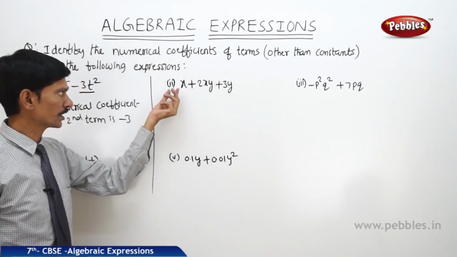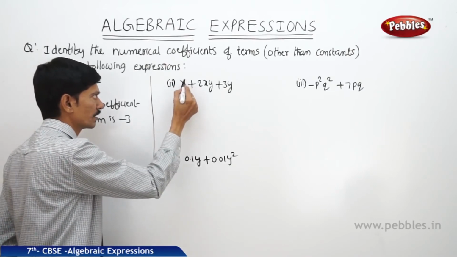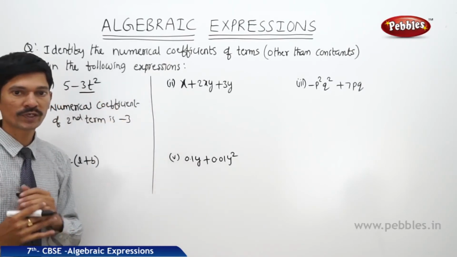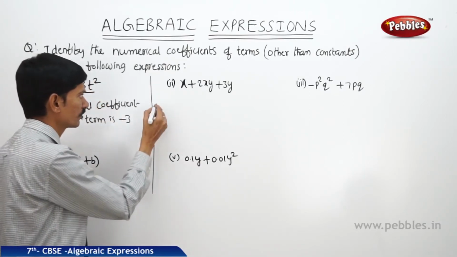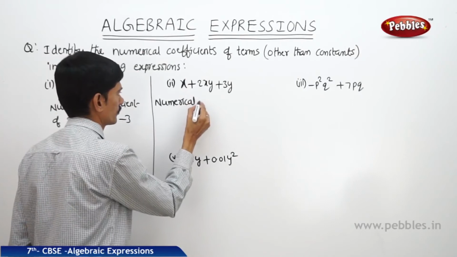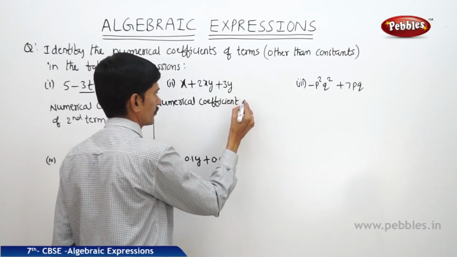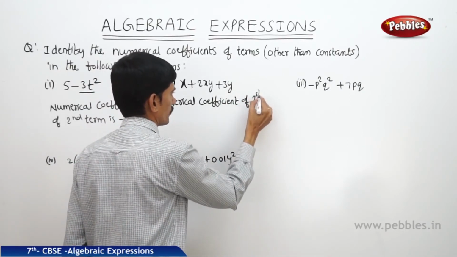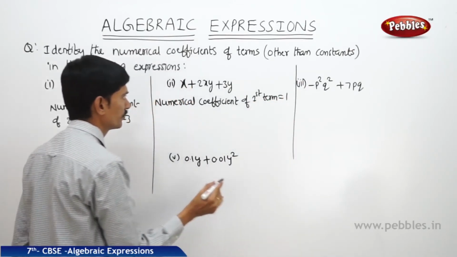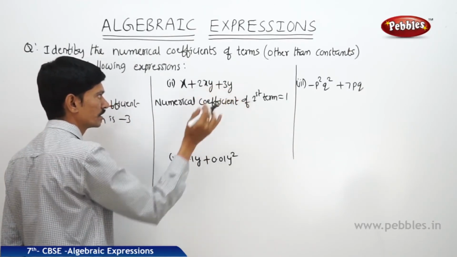What is the numerical coefficient of the first term? Here before x it is not mentioned with any coefficient, so we should understand this is 1x, so its numerical coefficient is 1. So the numerical coefficient of first term is 1. Then numerical coefficient of second term is 2, and the numerical coefficient of third term is 3.